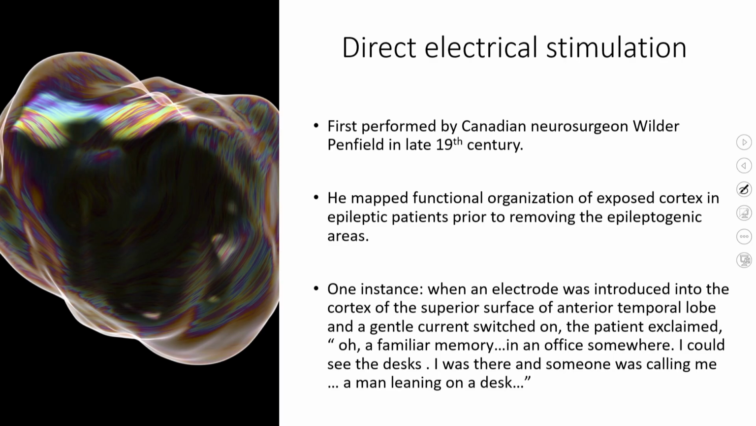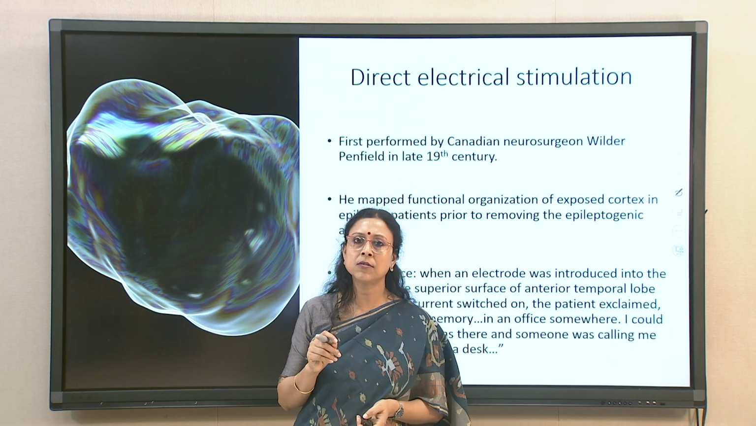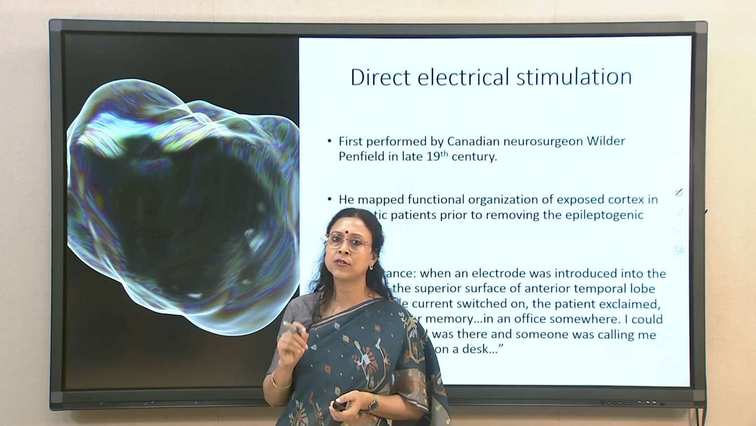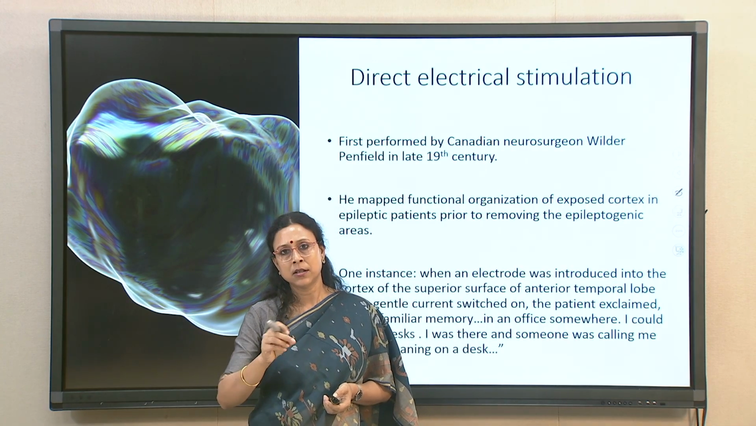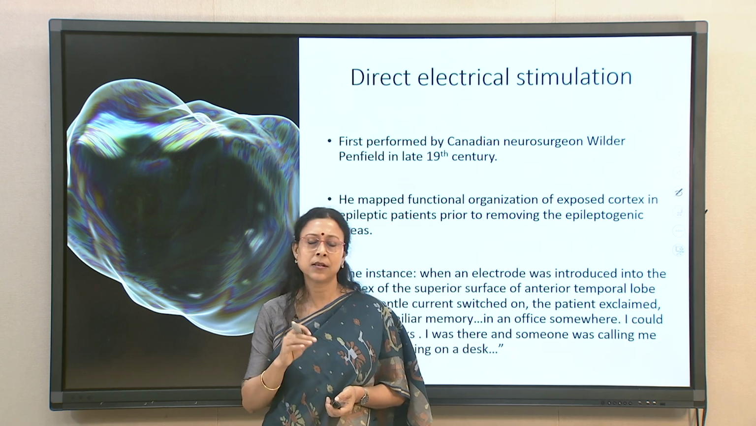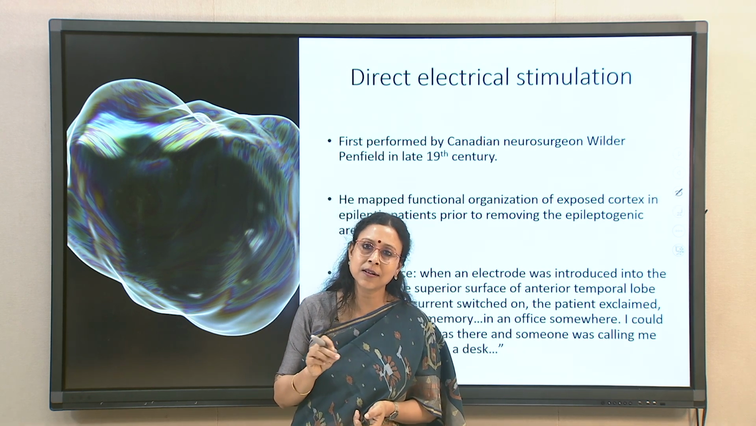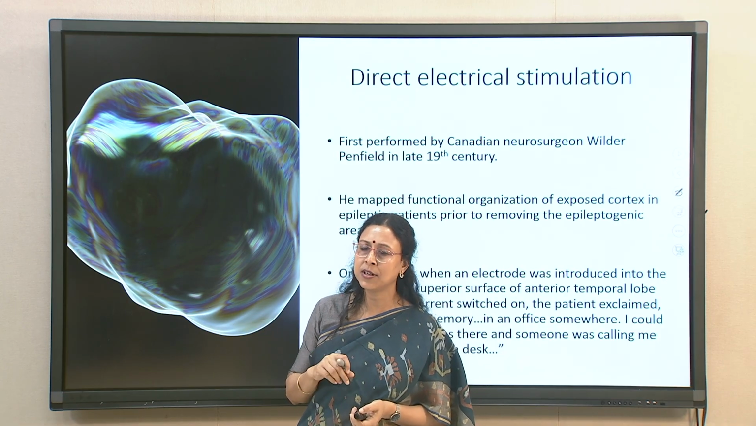So, what happens in this case is that there will be electrodes with a very minute amount of electrical impulse passing through the open area of the brain. So, the cortex is exposed, part of the skull is removed and the brain is exposed, and that is where the electrical stimulation will be applied.